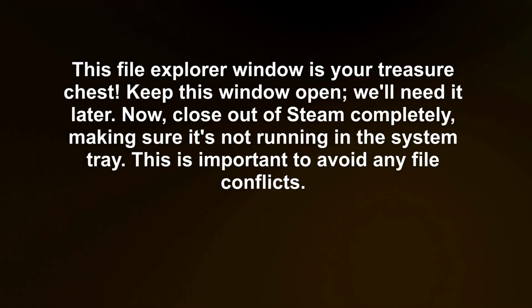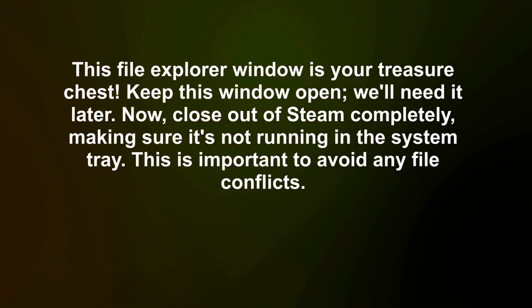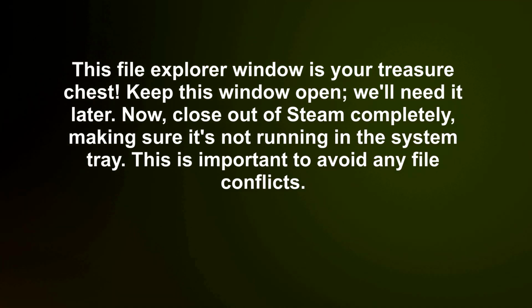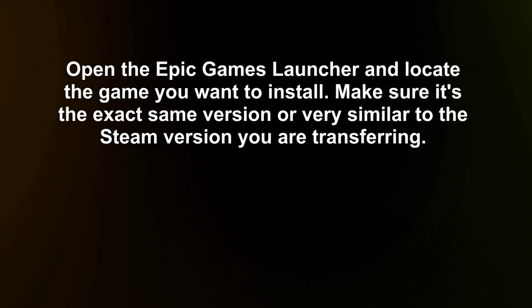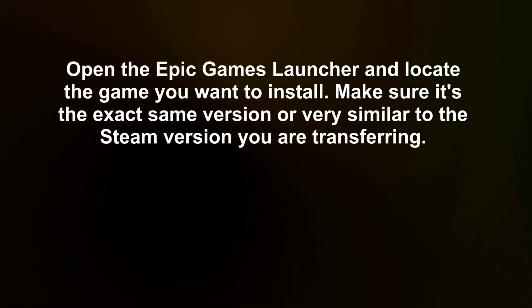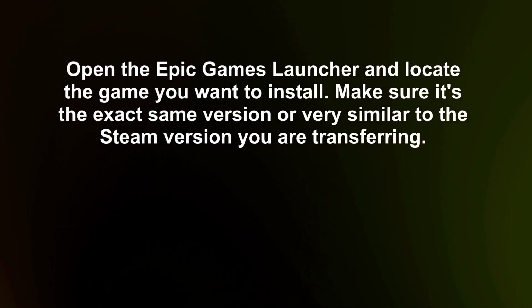Now, close out of Steam completely, making sure it's not running in the system tray. This is important to avoid any file conflicts. Open the Epic Games launcher and locate the game you want to install. Make sure it's the exact same version, or very similar to the Steam version you are transferring.